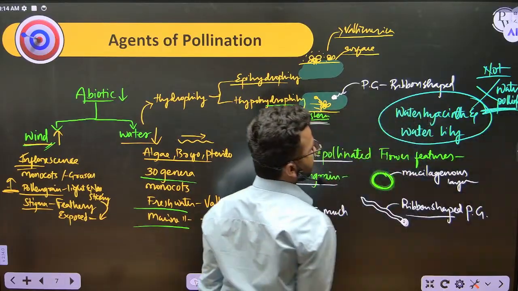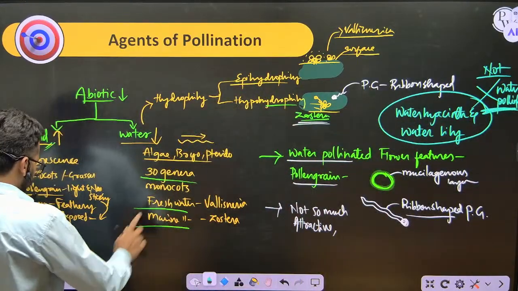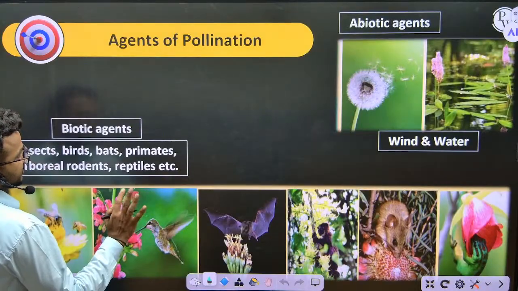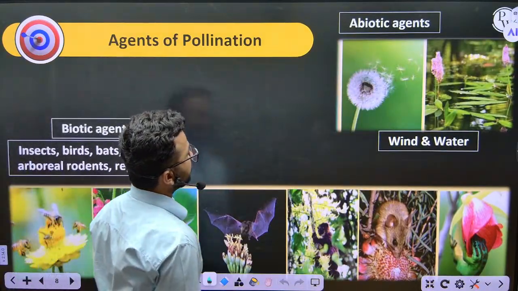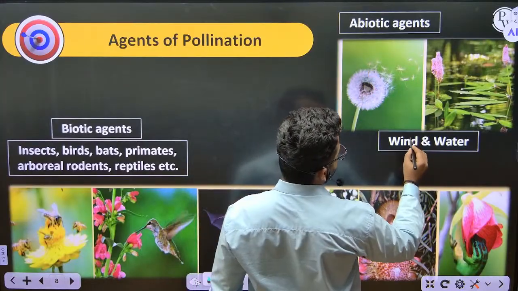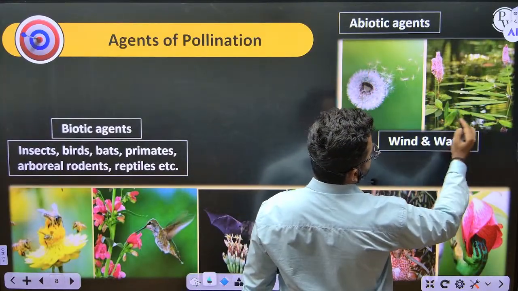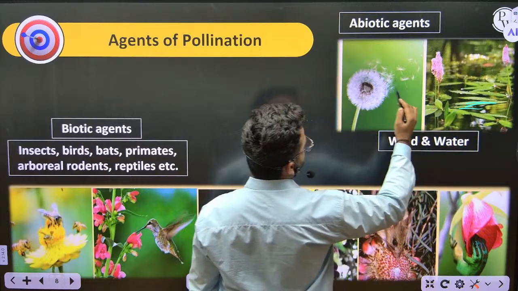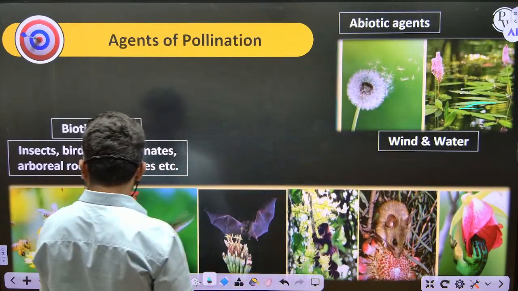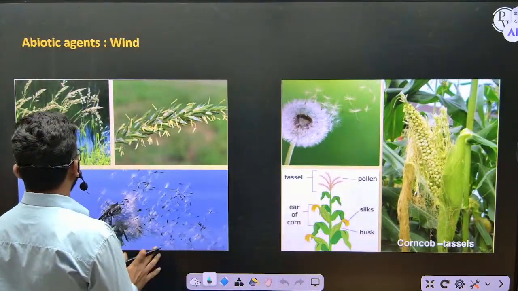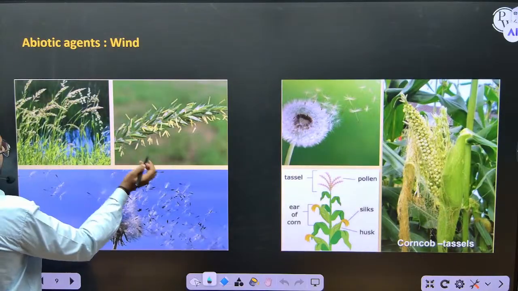So it is very important to note that, don't forget that. So these are some examples where you can see abiotic agents like wind and water. So this is water plants, and this is wind. There is another diagram. So, see, abiotic agents like wind.